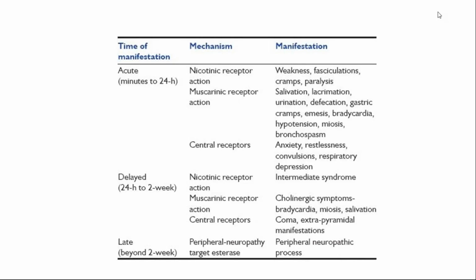This is a very important table for OPC, depicting the acute manifestation, delayed manifestation, and late manifestation. Usually, acute manifestations are not a worrisome issue. These can be managed with antidotes. But delayed manifestation, that is intermediate syndrome, is very common, commonly seen in patients admitted to us with OPC substance intake. I'll be discussing intermediate syndrome in detail, and these are the acute, delayed, and late manifestations, which you can look at.